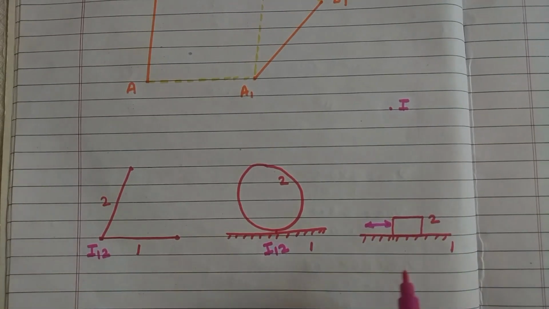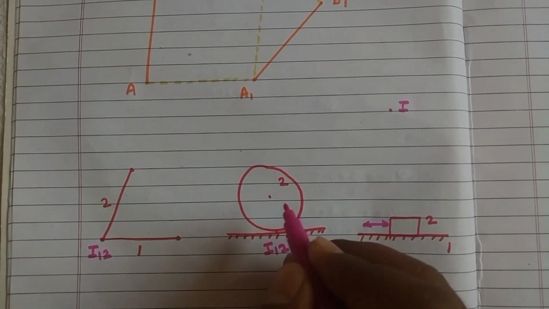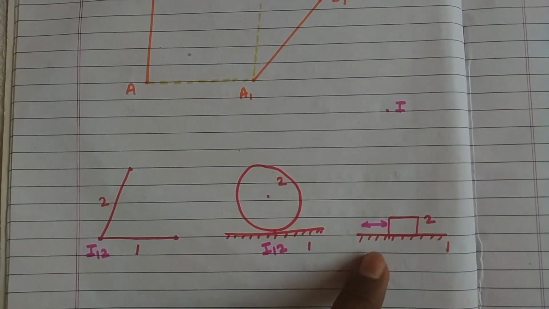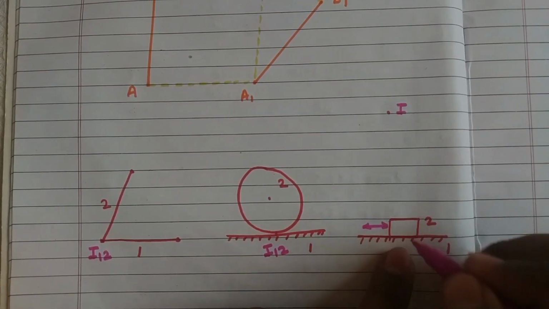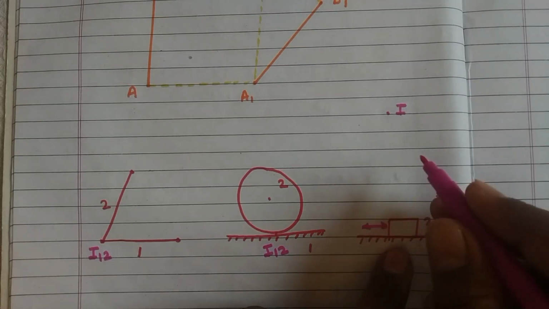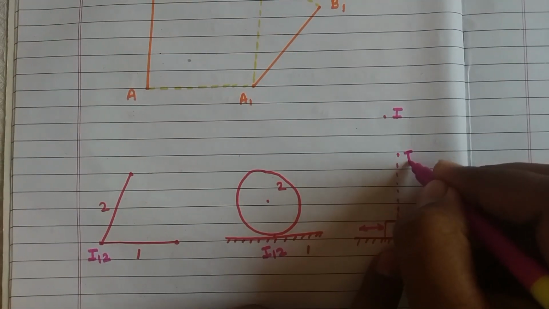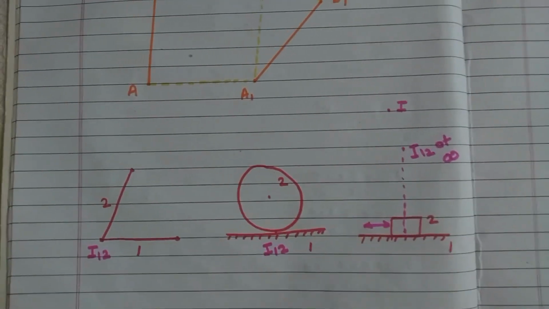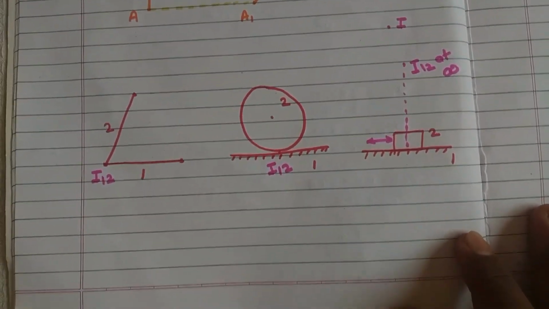See the third case, one slider is sliding horizontally on this flat surface 1. So its instantaneous center, see, the circle center is here. If we open this circle and make it a straight line, its center will be at infinity. So this combination or pair has its instantaneous center at infinity. So I'll show it as I12 at infinity. So these are the most important cases of how to show instantaneous centers.